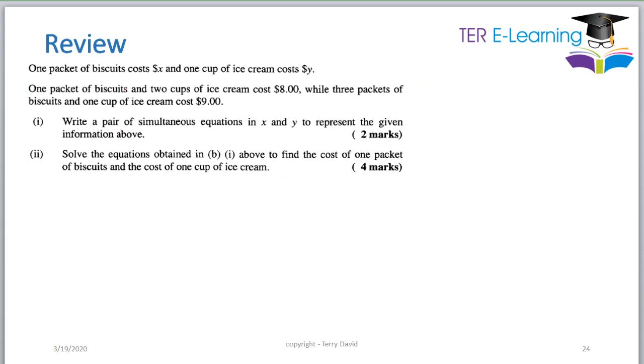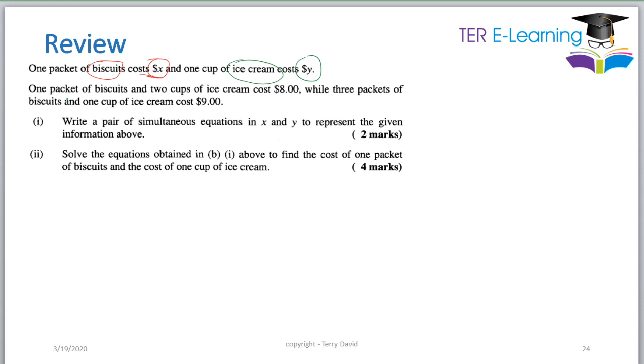All right. So in this question, we have one packet of biscuit cost X. So we have biscuit, and that is costing X. And then we also have ice cream. So you have ice cream, and that is Y. All right. So they give us some information.